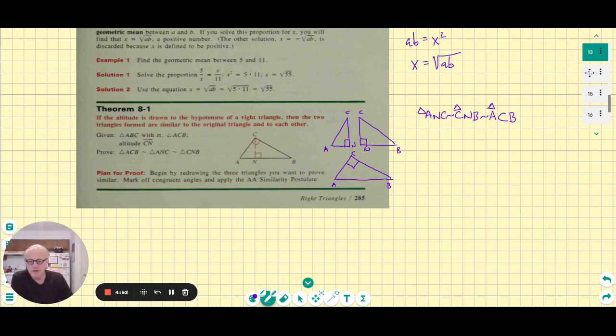We can do the proof for that by using the AA similarity postulate, because we'll start with angle B congruent to angle B, and then angle C is congruent to angle N, so that makes these two similar. And then if we did that on this side, we would have angle C congruent to angle C, and the right angles congruent. And if we did these two, it would be angle A and angle C. So in each pair of triangles, we have AA similarity. And that proves that all these are similar to each other.